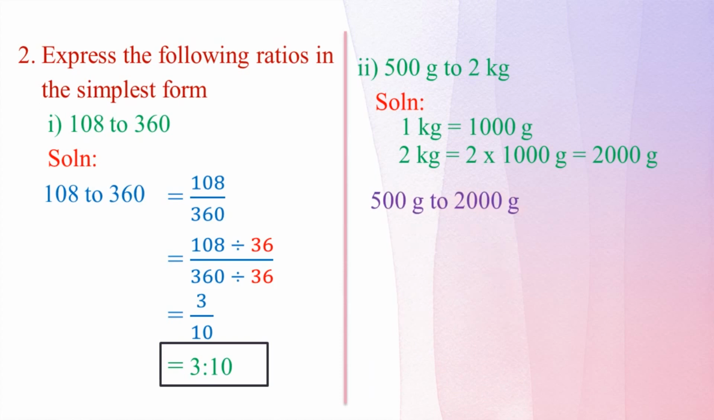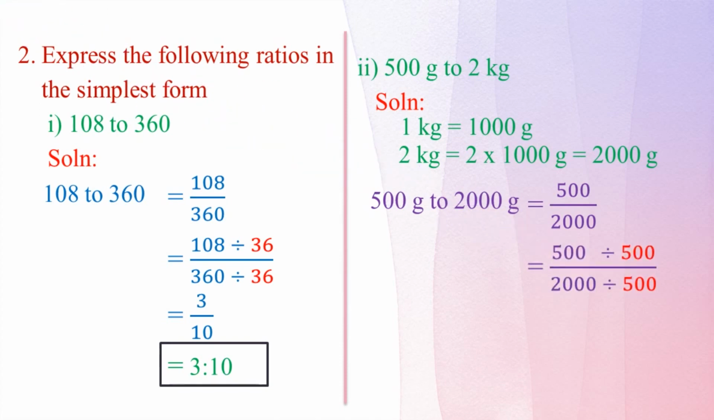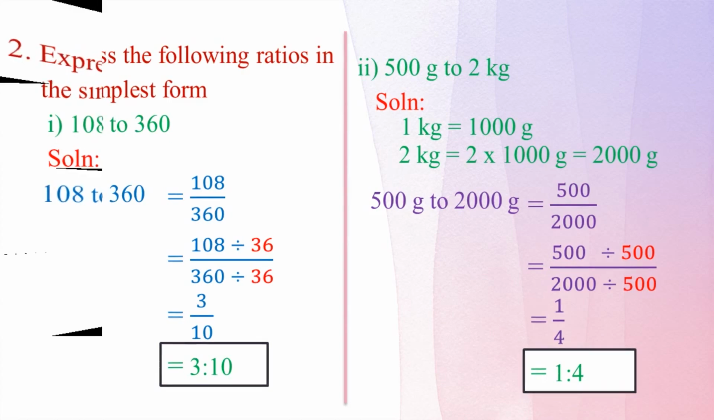Then 500 gram to 2000 gram, written in fraction, is 500 divided by 2000. The common factor of 500 and 2000 is 500. When you divide the numerator and the denominator by 500, we get 1 by 4. So we can write the ratio, that is 1 is to 4.